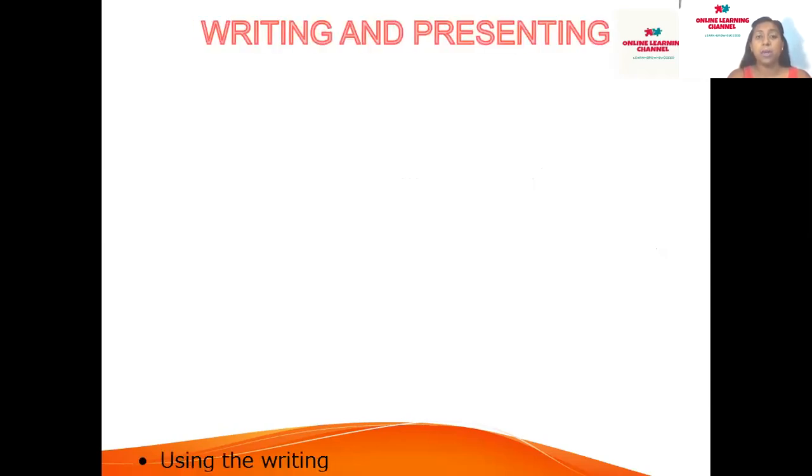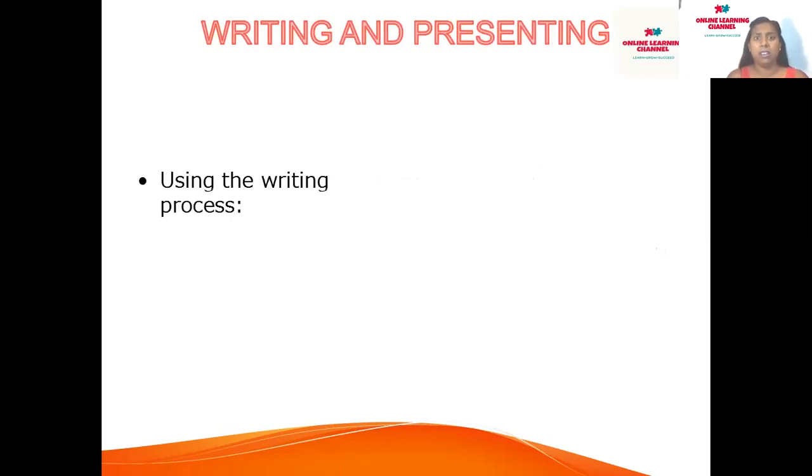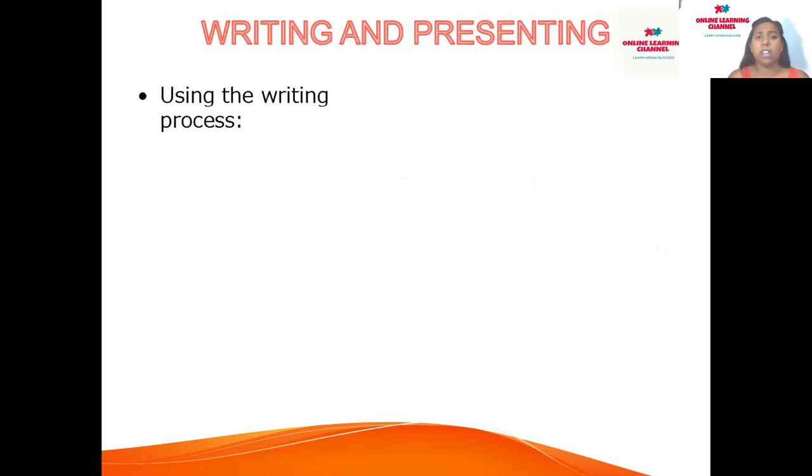So let's go on to something very, very simple, which is the writing process. Remember, there's steps to writing anything. A story, there's steps to writing recipes, directions, newspaper articles. We can't just take a pen and paper and start writing. Let's look at the first step in writing, which is brainstorm ideas using mind maps.